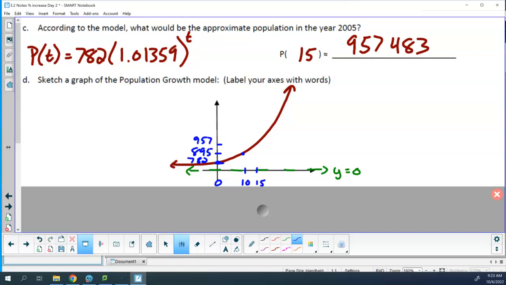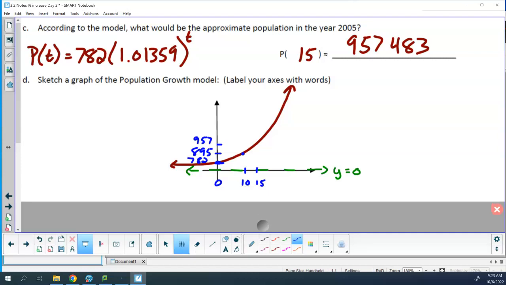Okay? It said we had to label our axes in words. So vertically, what would our label be? Population. Horizontally, what would our label be? Years since 1990?